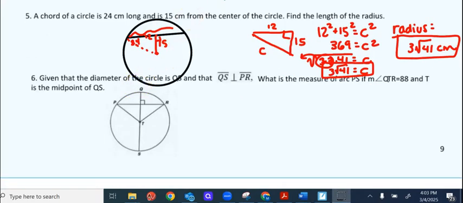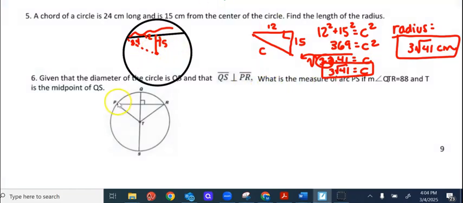All right, and the last example here is, given that the diameter of the circle QS, so this one's the diameter, and that QS is perpendicular to PR, so now you know that those are bisected. What is the measure of arc PS if the measure of QTR is 88? Okay. And T is the midpoint of QS.